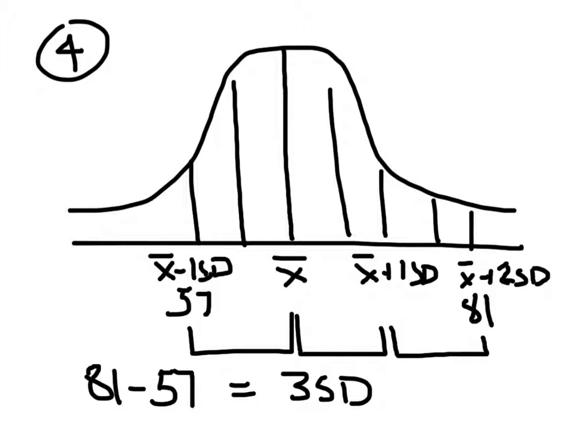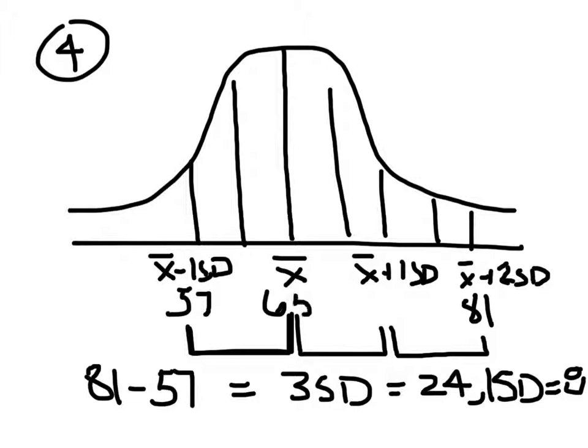Let's see, 81 minus 57 is 24. So if 24 is 3 standard deviations, that would mean 1 standard deviation is 8. So if I were to take the 57 and add 8, I would get to my mean. 57 plus 8 is 65. Or if I were to take 81 and subtract 8 twice, or subtract 16, I would get 65. The mean is 65.